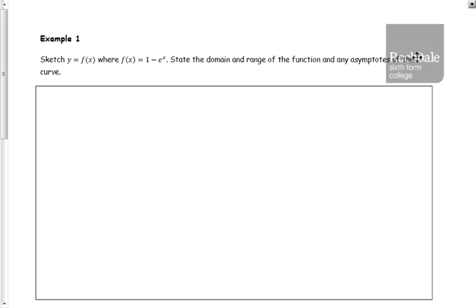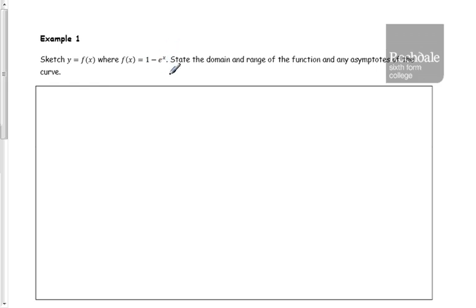C3 Exponential and log functions, example 1. Before attempting this example, make sure you have fully read the notes on the first 2 pages leading up to this example. So for this example, we need to sketch the graph of 1 minus e to the x.